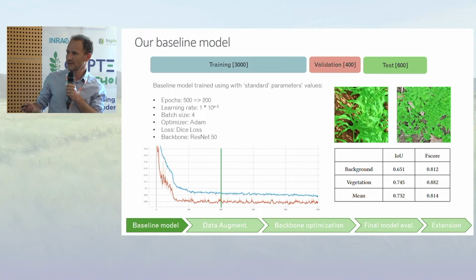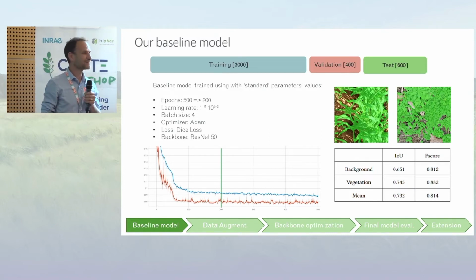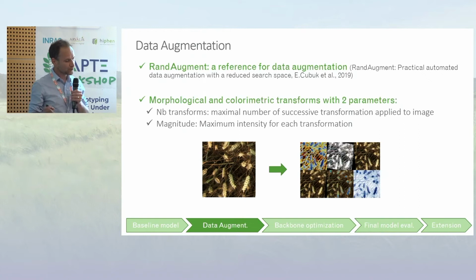So again, the IOU was defined earlier, and here we have a mean value of around 0.73. That is actually quite similar to a publication done by Zurich that I discovered yesterday, and it was funny to see that we have the same kind of results. So having this baseline model with standard parameters, we will try to see how we can optimize some of them to improve the performance. The first element we can try to optimize is data augmentation.